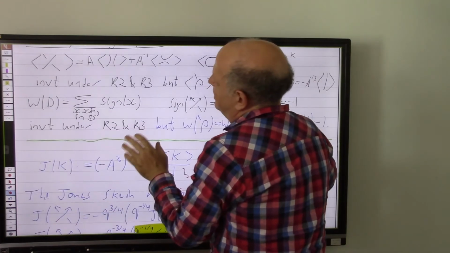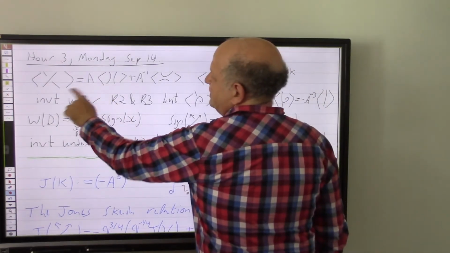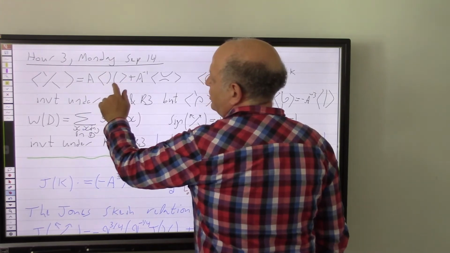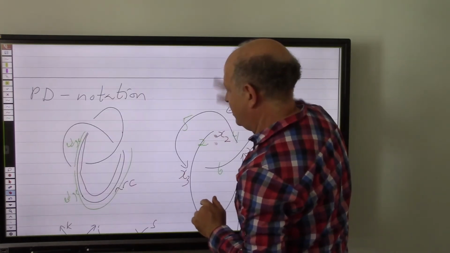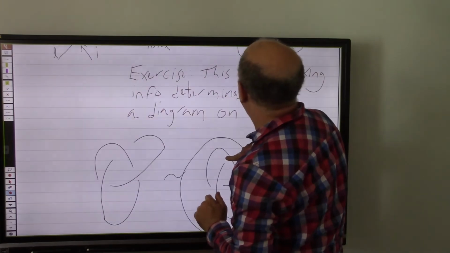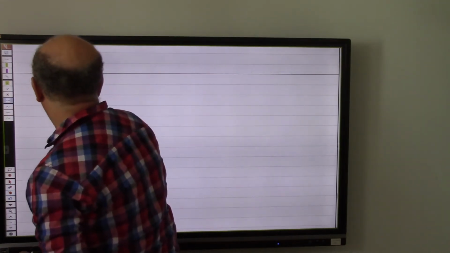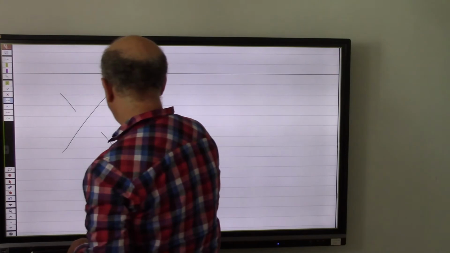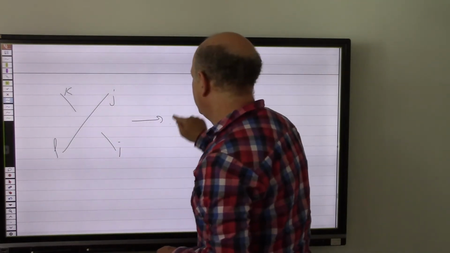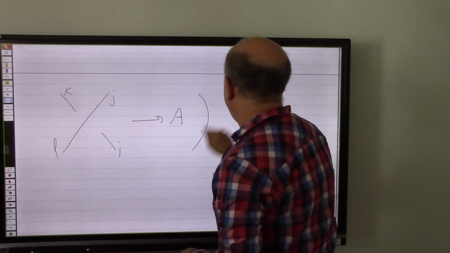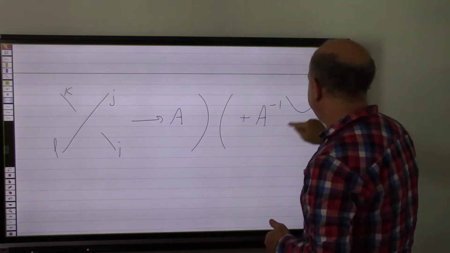A positive crossing becomes negative Q to the... You know what? Let me just compute the Kaufman bracket and worry about the signs later. Okay? So a positive crossing becomes A times the zero smoothing plus A inverse times the one smoothing. So let's see what this means in PD notation. Basically I should take a thing like this, which now has I, J, K, and L, and convert it to A times a smoothing, plus A inverse times the other smoothing.